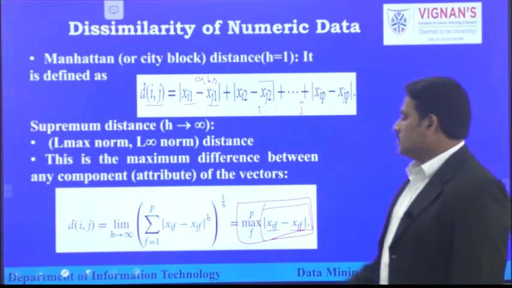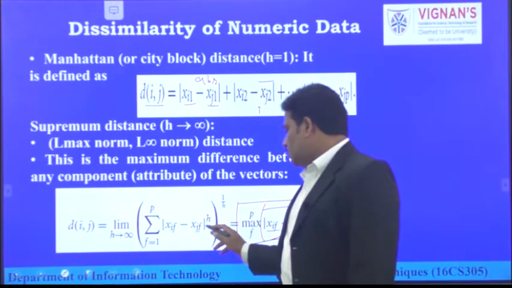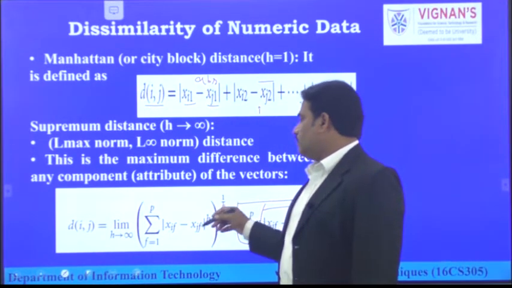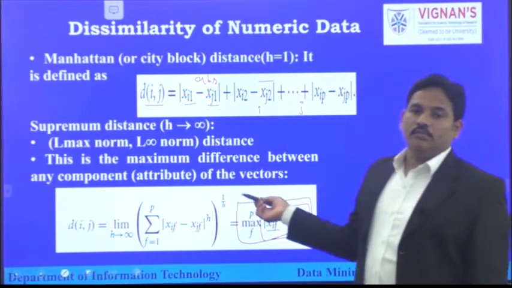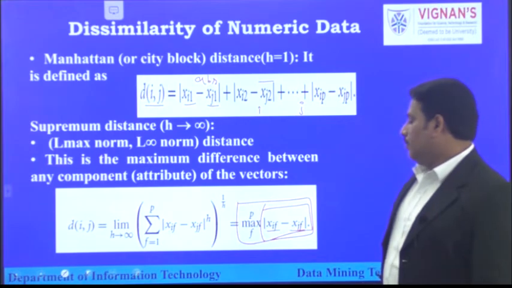So here the formula is sigma f equal to 1 to p, |x_if minus x_jf| whole to the power of h. Here the h value will be given at the time of calculation. If they give h value equal to 2, we have to replace h with 2.